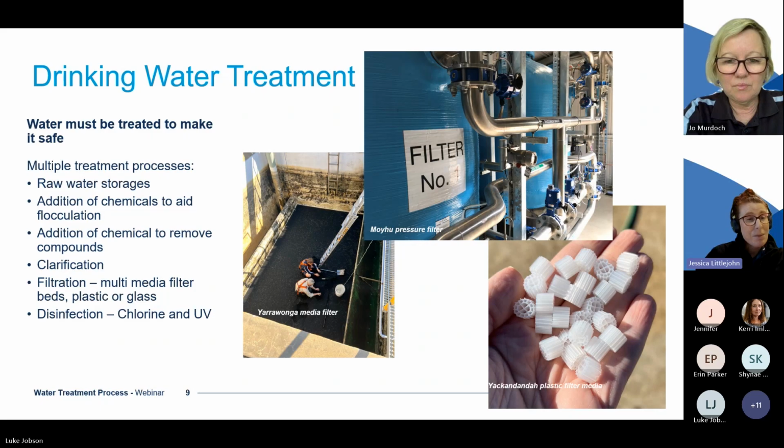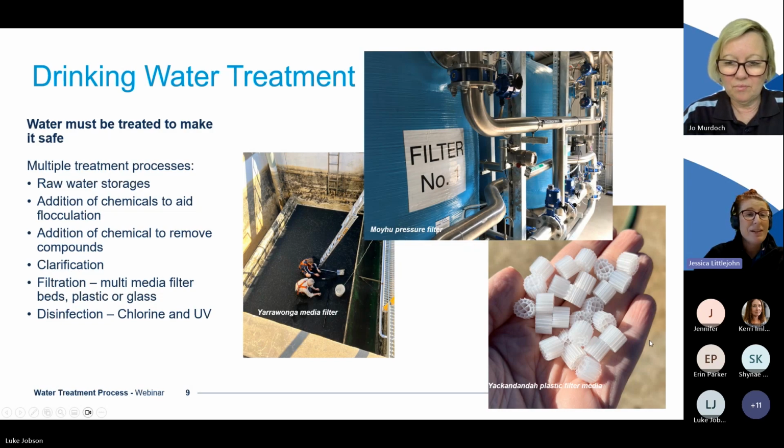We also add some chemicals to remove other compounds or contaminants, such as if we've got algae in the water, we can sometimes add powdered activated carbon or PAC into the process that adheres to those algae particles and falls out and cleans the water. And the last step in the process side of things is filtration. You'll see a photo there of our Yarrawonga media filter. We have very large filter beds that are made up of coal and sand layers that the water trickles through, removing again the contaminants and the particles.